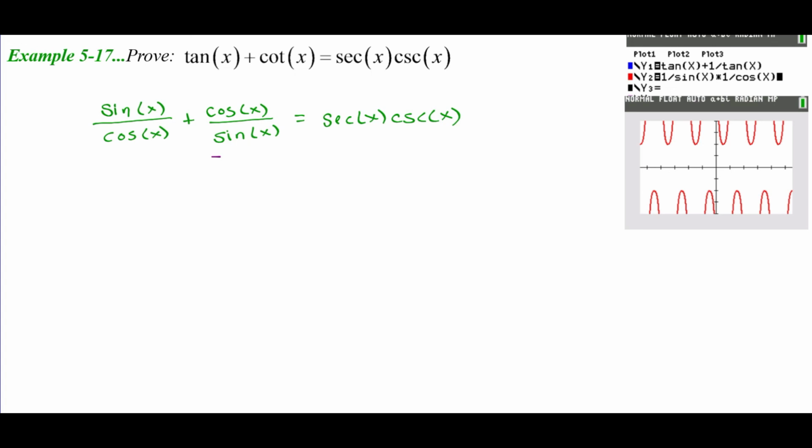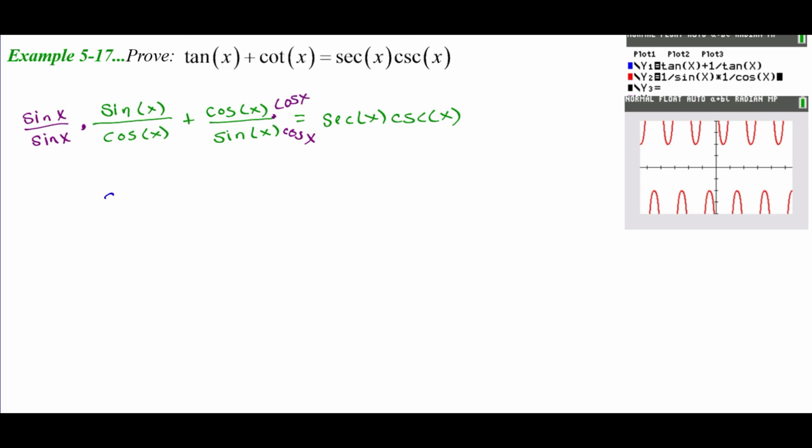Next, I notice that I have two fractions here that I'm adding together, and I remember that in order to add or subtract fractions, I need common denominators. So I'm going to rewrite both of these fractions with a common denominator, and my common denominator is going to be cosine times sine. In this first fraction, I need to multiply by sine of x over sine of x, and in the second fraction, I'm going to multiply by cosine of x over cosine of x. Remember, multiplying by sine over sine or cosine over cosine is really just multiplying by 1. So it's just changing the form of the fraction and not the value.